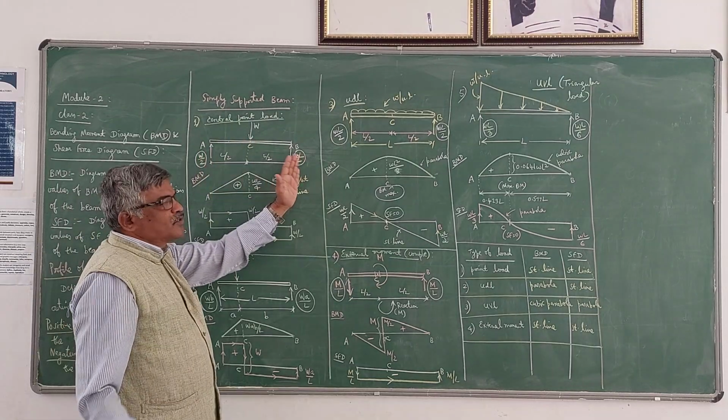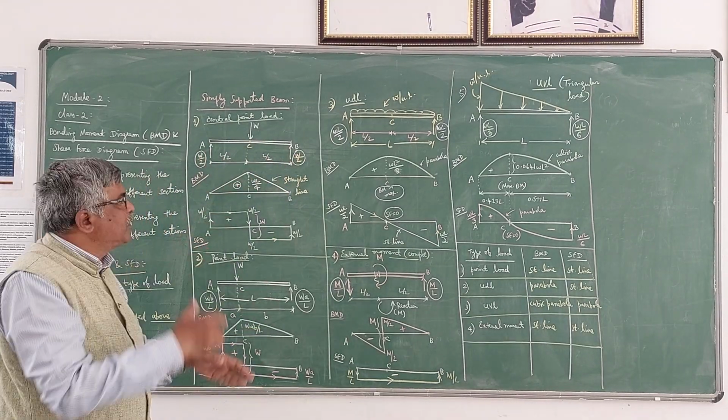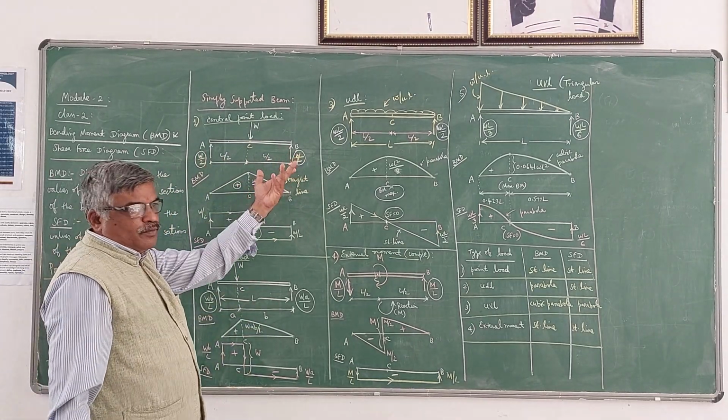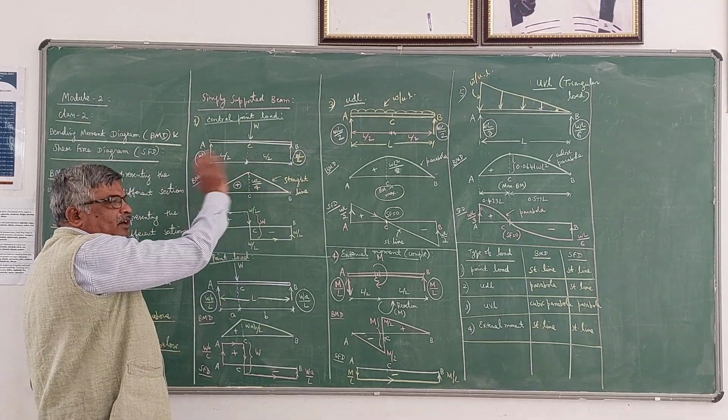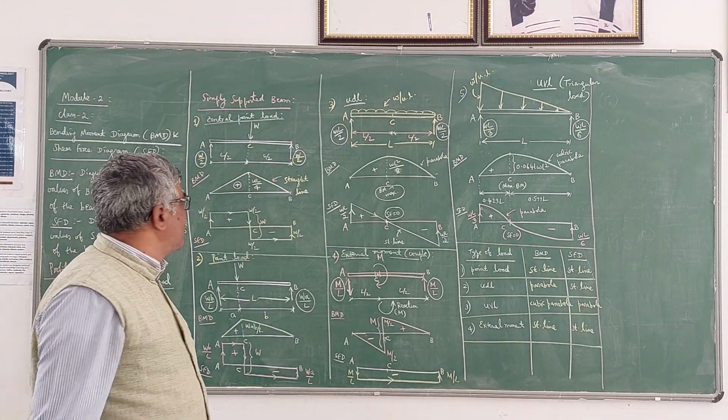Even if you take the right side, you will get the same answer: W by 2 into L by 2. On the right side also, upward force gives positive bending moment. So whether you take the left side or the right side, it gives the same value.